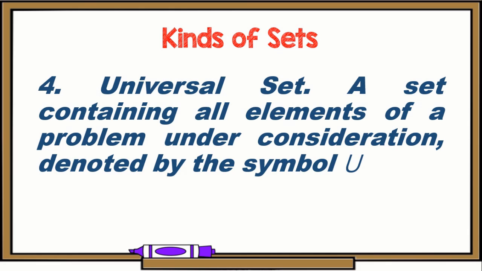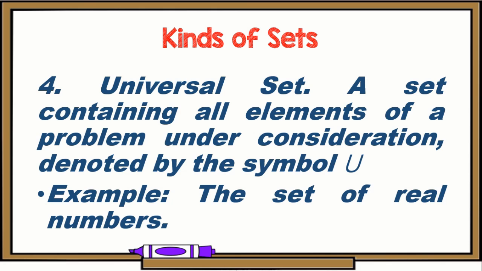Now let's go to number 4. We have the universal set. So this is relative. Your universal set depends upon the context of your problem. A set containing elements of a problem under consideration, and it is denoted by the symbol U. You have to take note that if a certain universal set is not given in your problem, you will assume that the set of real numbers is your universal set. At least, kahit dito lang sa course na to.